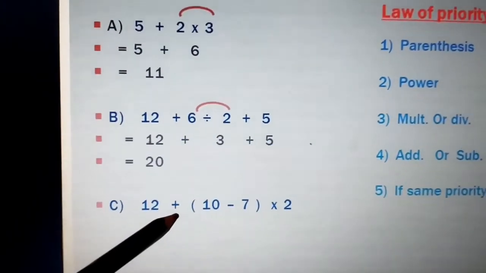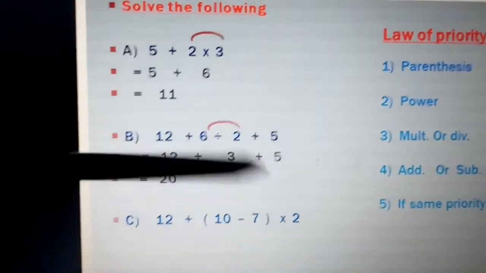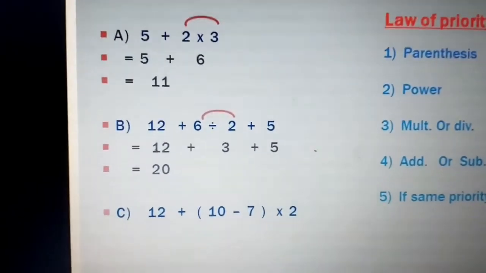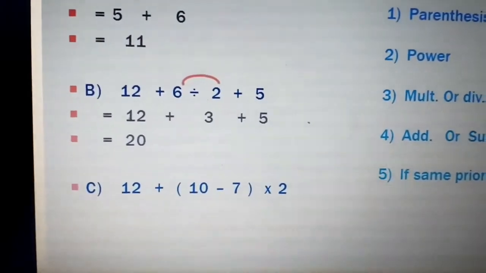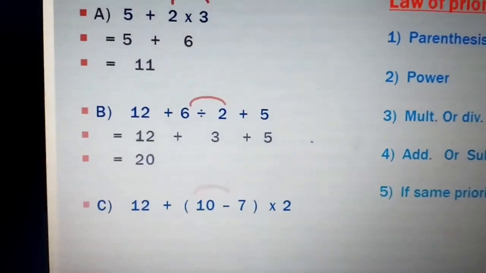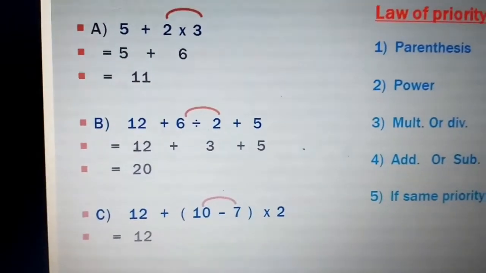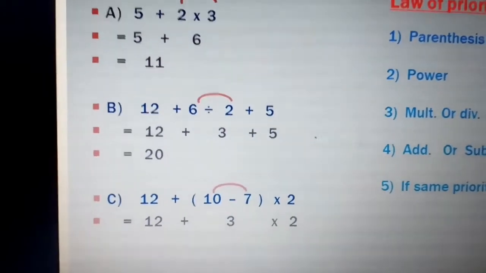Now the third one. Look, first step, we see what we have: addition, parentheses, multiplication. According to the law, sure, the first one is the parentheses. We solve the parentheses in our mind. 10 minus 7 equals 3. Then we can remove the brackets when we write 3. So 12 plus 10 stays in its place, 3 times 2.